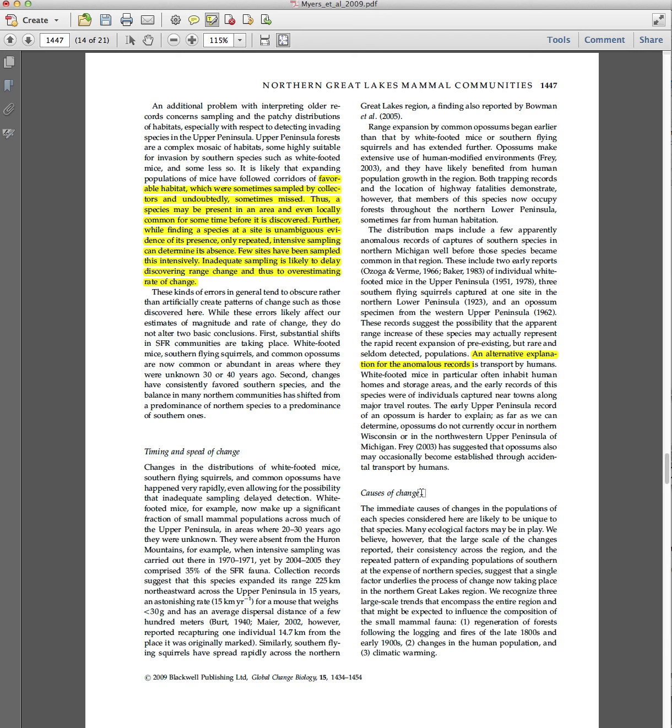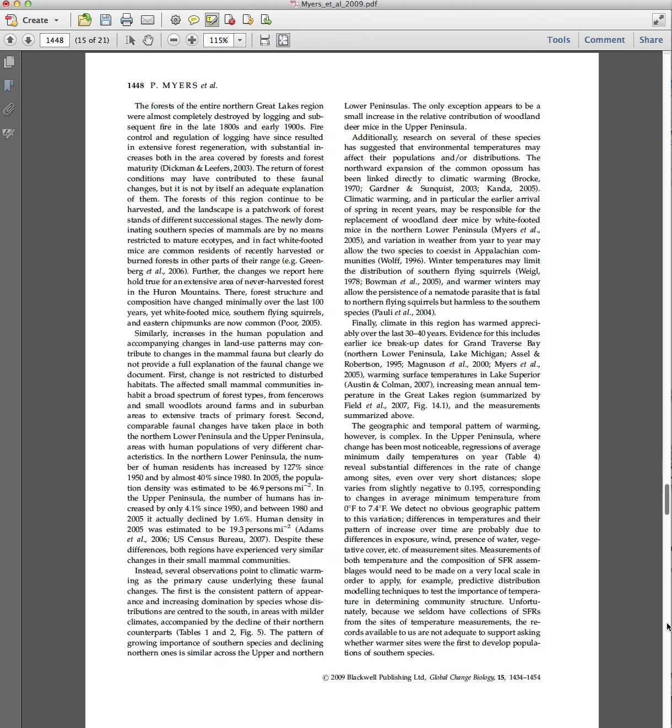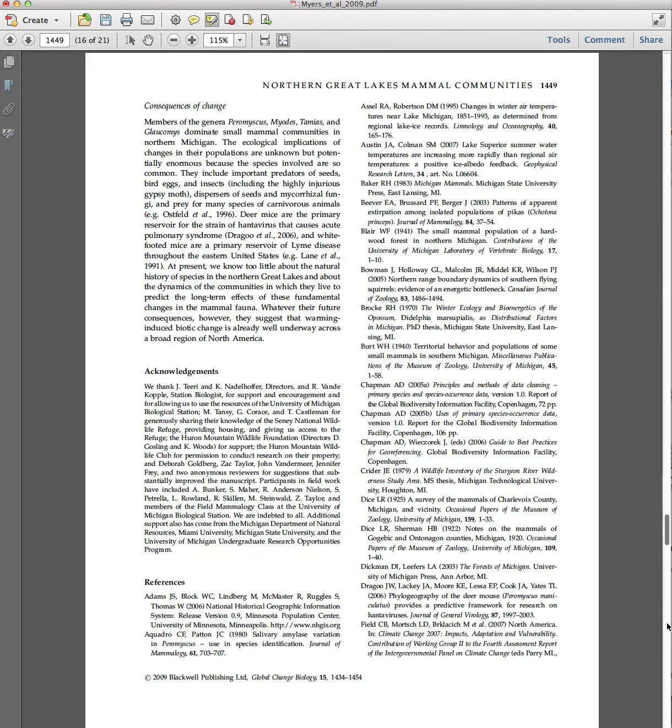We have causes of change, and they have these large-scale trends that could be related to the change that they're seeing, and then they're going to go through the rest of it and determine which one of these three there's the most evidence for. So that's basically what's happening throughout here. You're going to want to read that nice and closely, and then you get to the end.